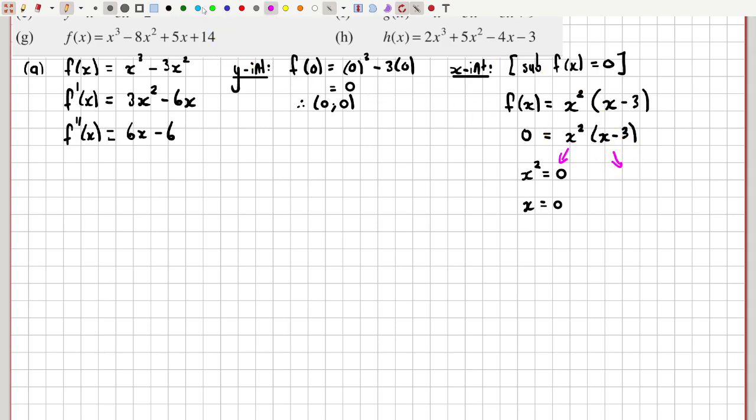Or it's where x minus 3 is equal to 0, so where x is equal to 3. So far we've got the y-intercept, 0 and 0. We've got x-intercepts, 0 and 0.